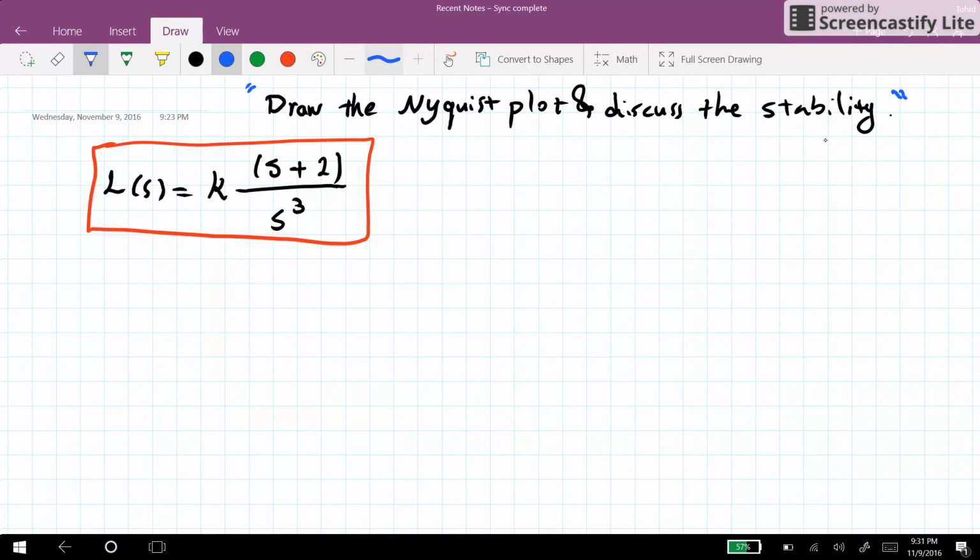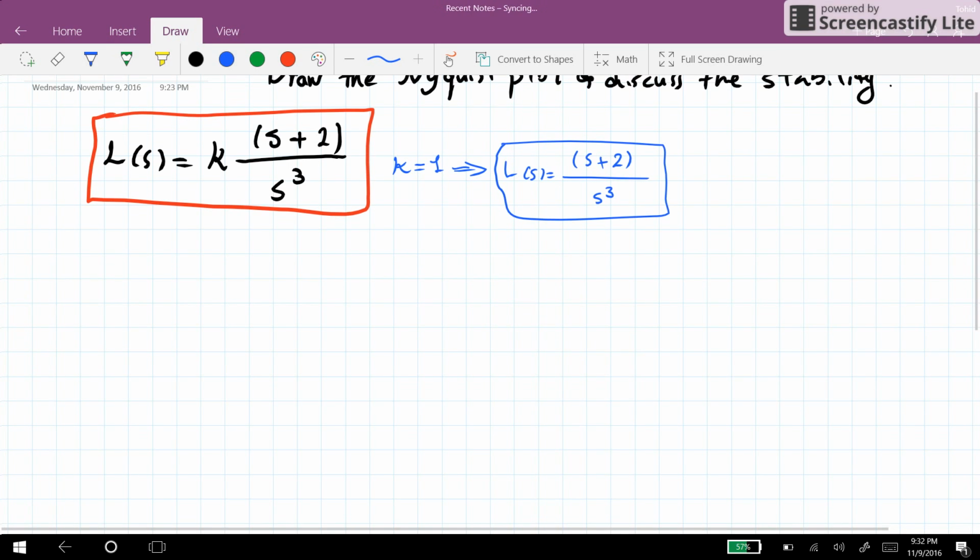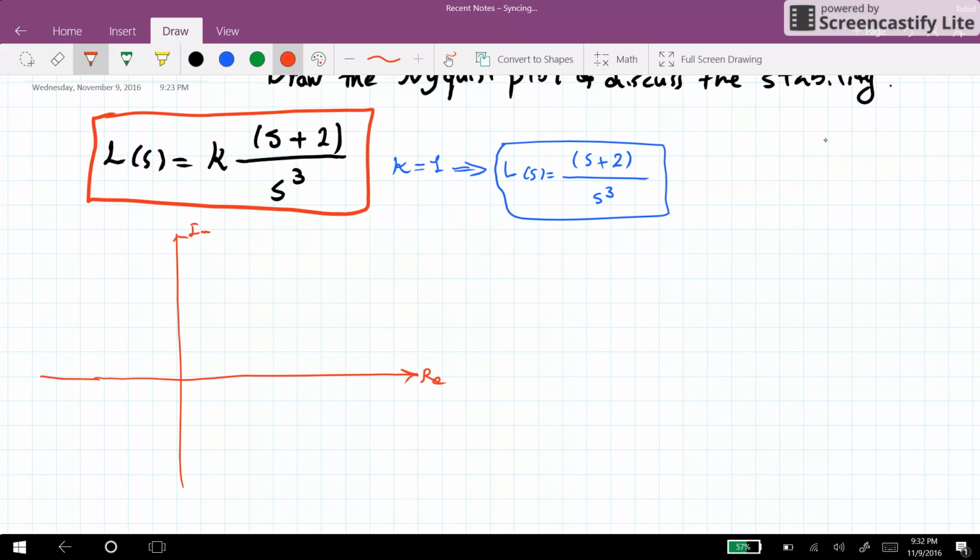So one thing that we usually do when drawing the Nyquist plot is to set k equal to 1. As a result, here we will have L of s equal to (s + 2) over s to the power of 3. Then as the next step, usually you need to draw the Nyquist contour, which is indeed in the s plane, where you determine the location for the poles and zeros of the loop transfer function.